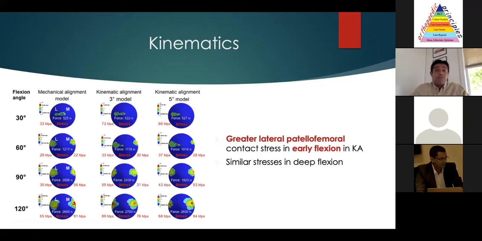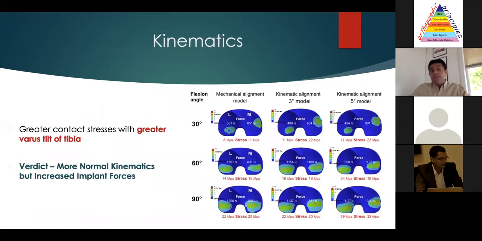Even though you may give them more improved femoro-tibial kinematics, when you look at the patellofemoral joint, it doesn't seem to be ideal. And these were similar stresses noted in deep flexion. Also, what they noticed was the implant force. So the contact stress was greater medially with a greater varus tilt of the tibia. And as you can imagine, now you're loading that medial side of the polyethylene more, and that may be subject to failure early on. So there is more normal knee kinematics, but increased implant forces.